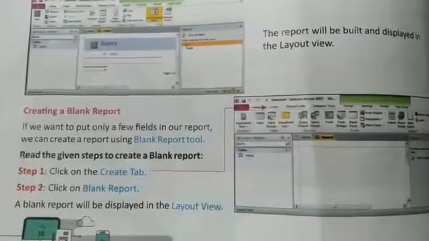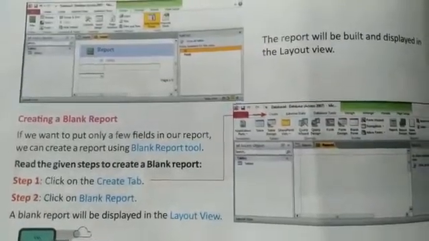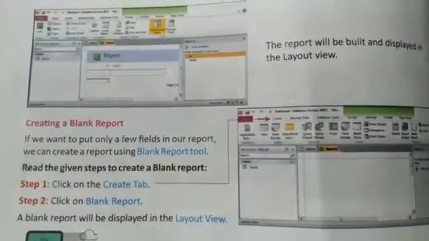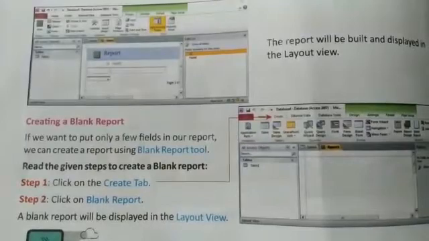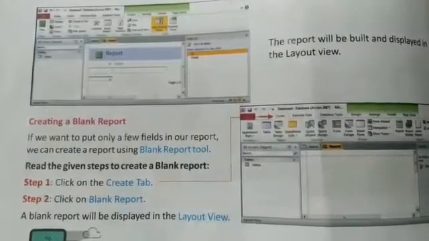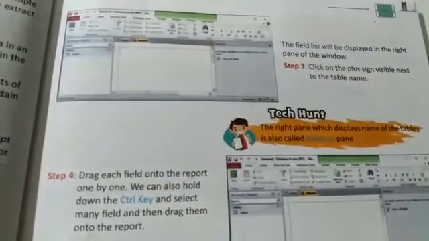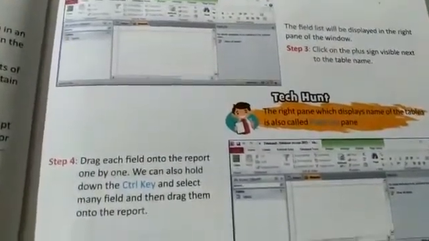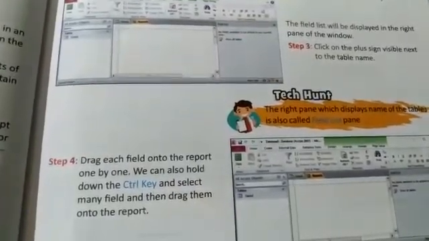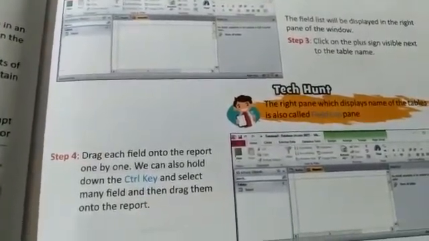Now, how to create a blank report. Some steps are given here. If you want to put only a few fields in your report, then you can create a report using the blank report tool. Click on the create tab, then click on blank report. It will be displayed in the layout view. Then click on the plus sign visible next to the table name. Then you can drag each field onto the report one by one. You can also hold down the control key and select many fields and then drag them onto the report.